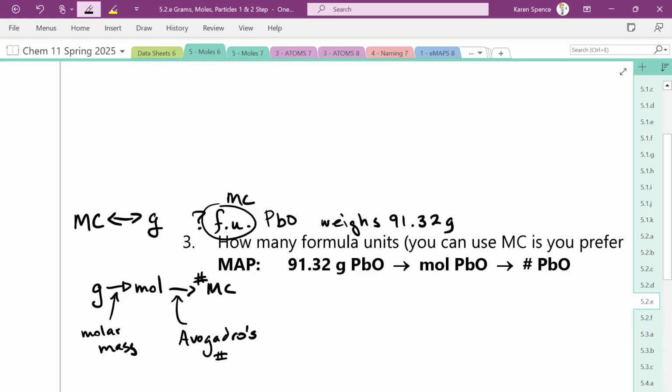The one goes with the mole. If you guys have forgotten, the one goes with the mole.